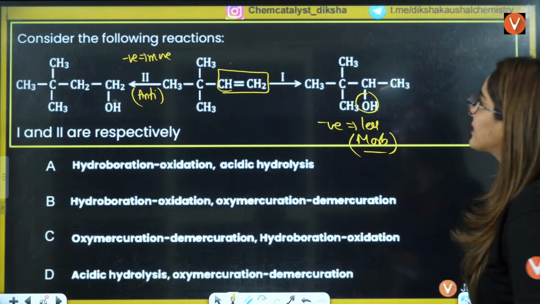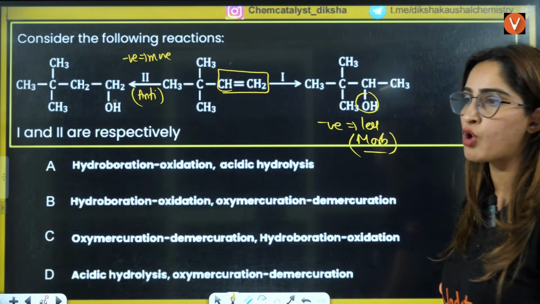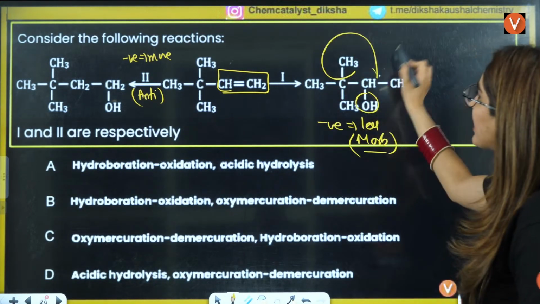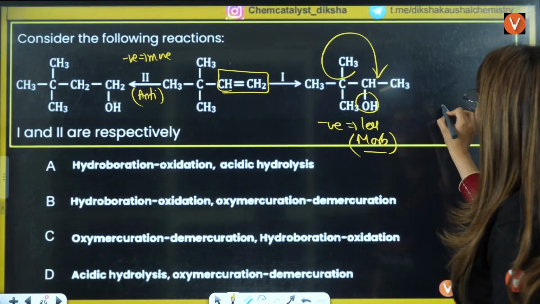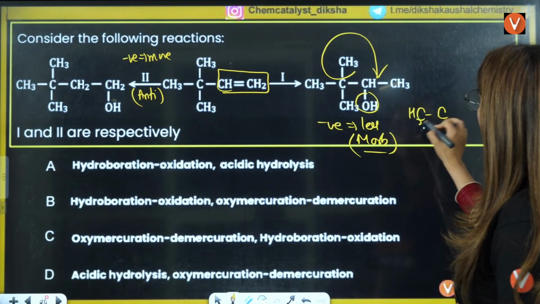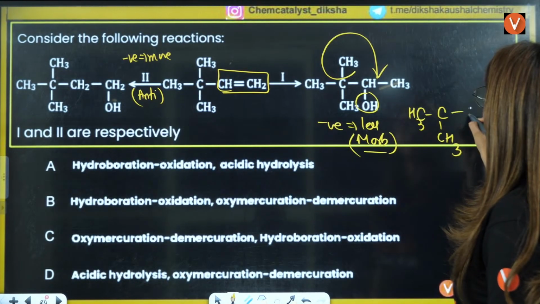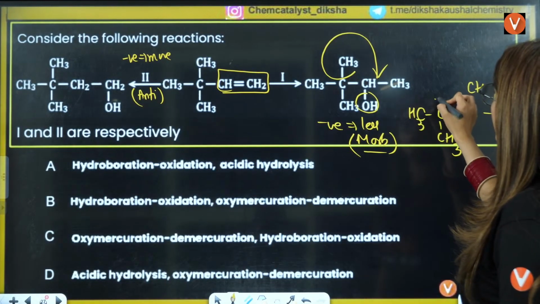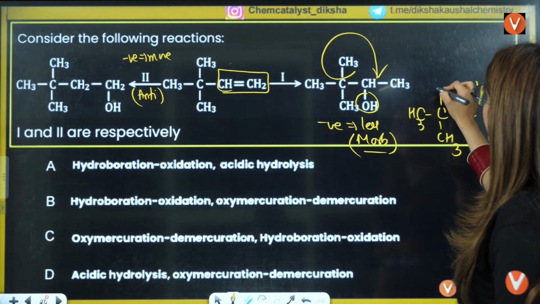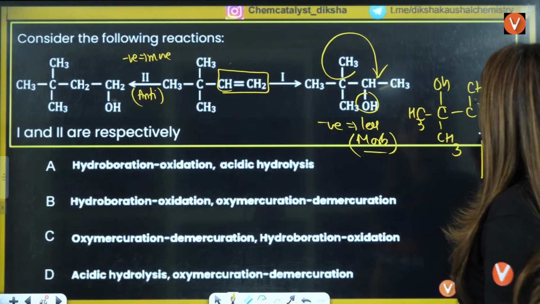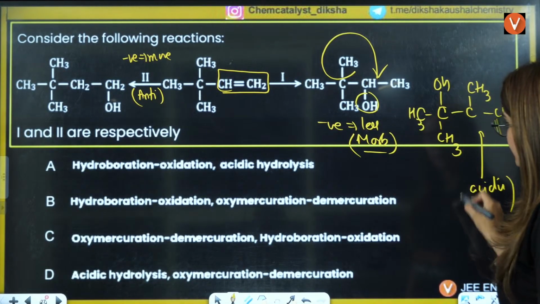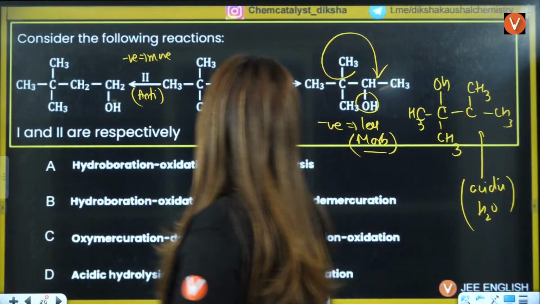You can't say, ma'am, that acidic hydrolysis is also possible, because if you do acidic hydrolysis, methyl migration will occur and you will have this kind of answer. You will have this kind of answer in acidic hydrolysis. This is CH3, this is CH3, then you will have a positive charge, then OH will get attached here. For acidic hydrolysis, so this is already eliminated, right?